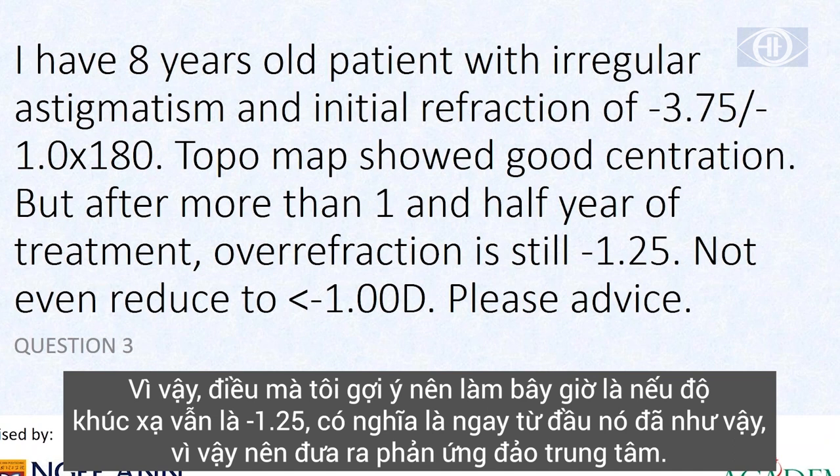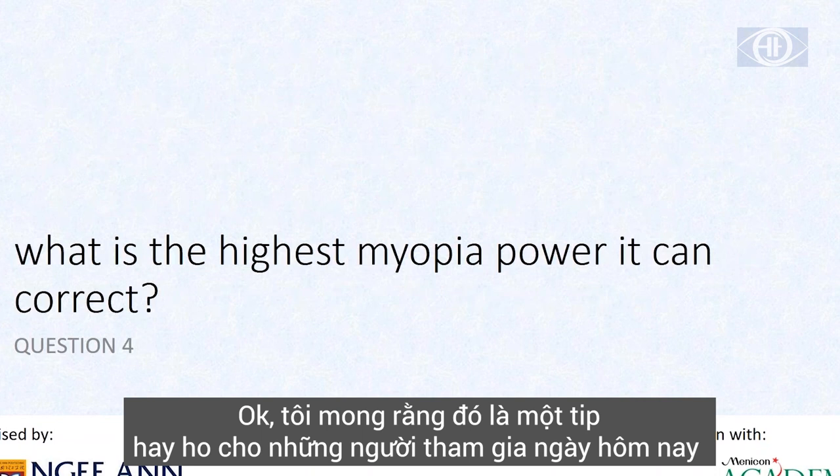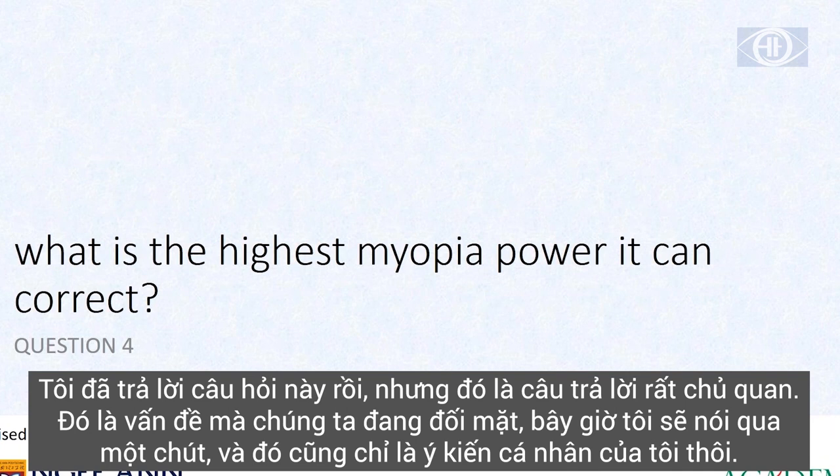I should say, okay, lower the sagittal height. So moving on to our next question: what is the highest myopia power that the lens can correct? I already answered that, but it's very subjective, and that's the problem we face. Now I'll talk a bit more generally, and again, what I give you is really my personal opinion.